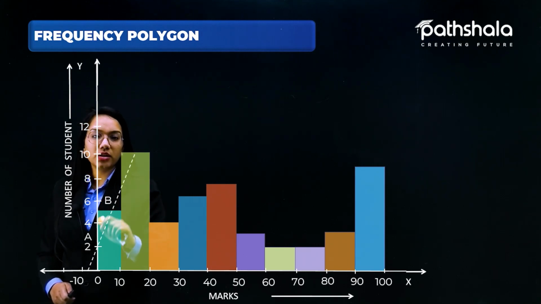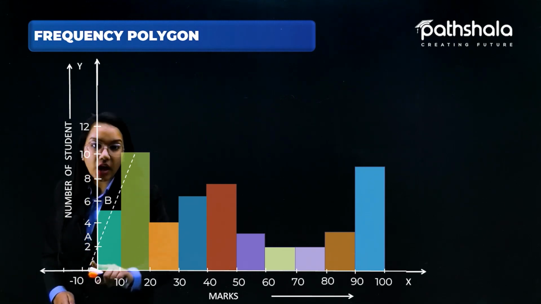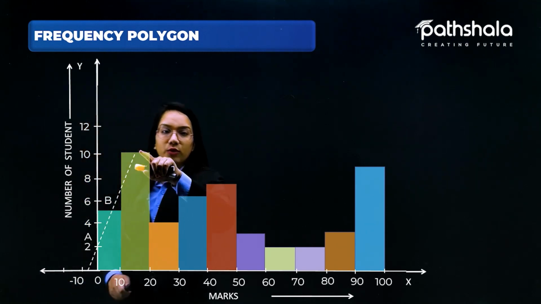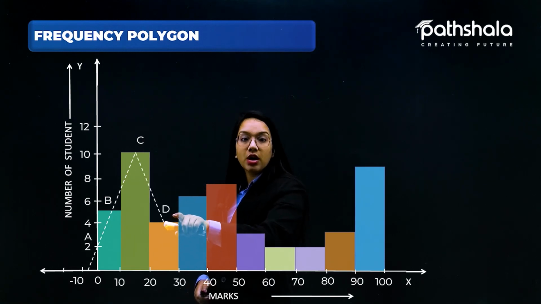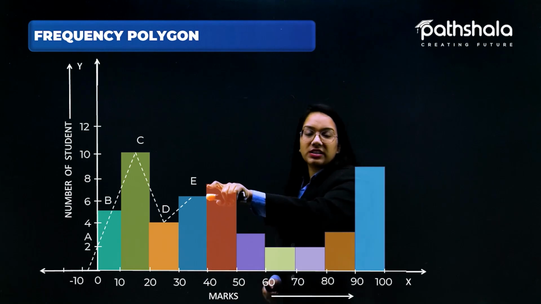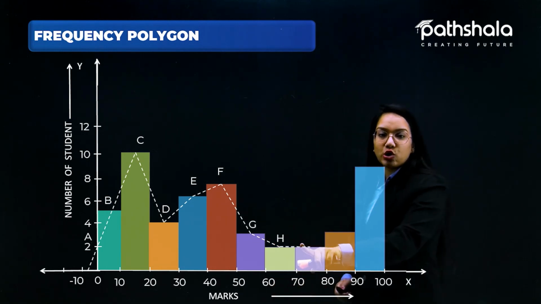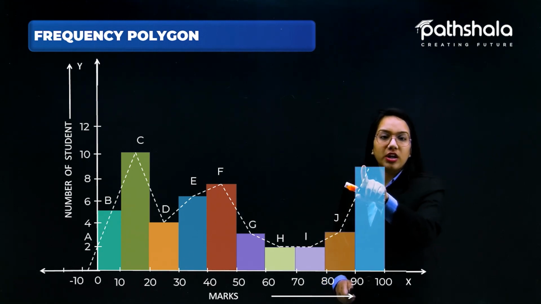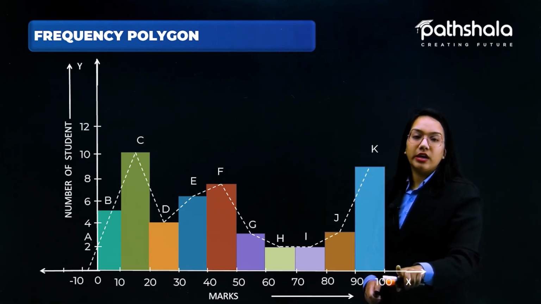So this A point was actually this point A. I'm joining A and B since they are both the midpoints, and further I'm joining it with this point, which is nothing but the midpoint C for this class interval. Further I'm joining this with this midpoint, which is D, and further with E, F, G, H, I, J, and K, and further we have to join this K with another class over here as well.